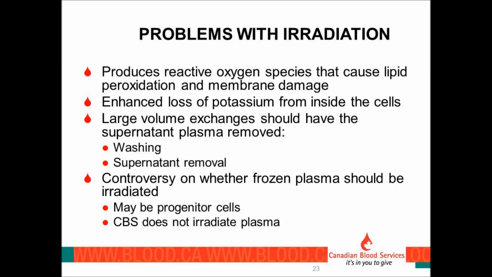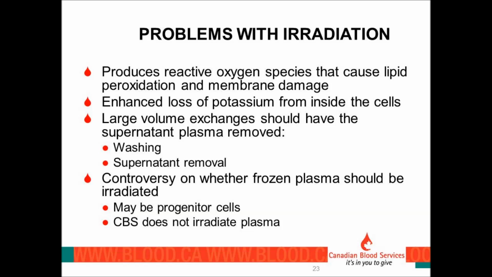Irradiation can produce reactive oxygen species that cause lipid peroxidation and membrane damage. And there can be enhanced loss of potassium from inside the cells, and large volume exchanges should have the supernatant removed, and that can either be done by washing or supernatant removal. You can spin down the plasma and take off the supernatant.